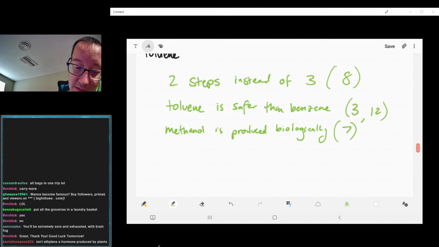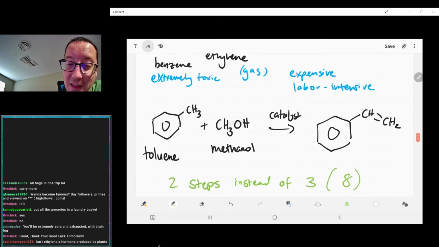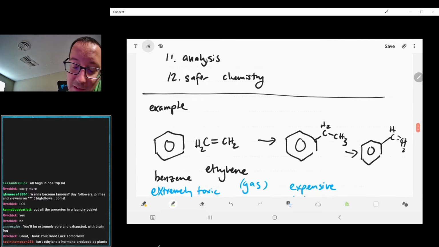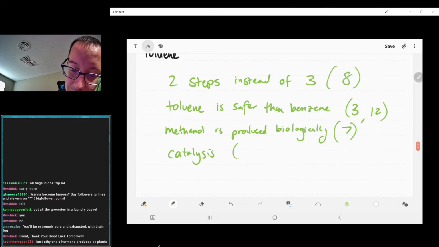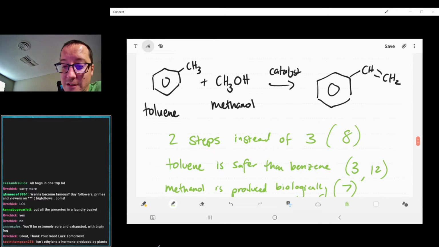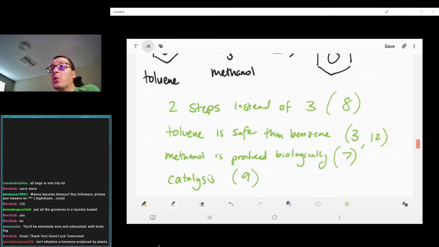And then the last one is catalysis. We're using a catalyst here, and that is going to be number 9. So in just a few ways, we can see how this second route to making the same product is going to be more green than the first one for a number of reasons. And I'm sure you could make an argument for some of these other reasons as well, but these are some big obvious ones for us.